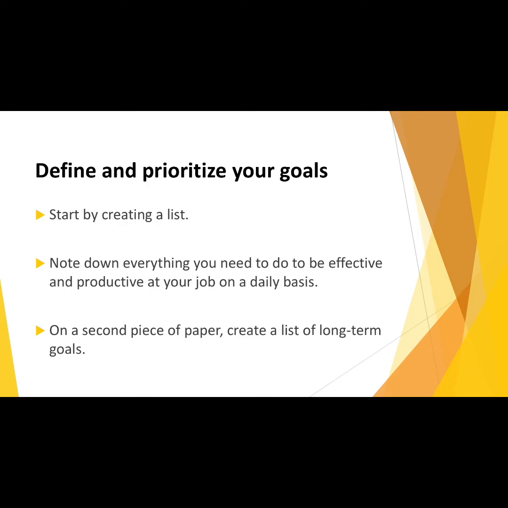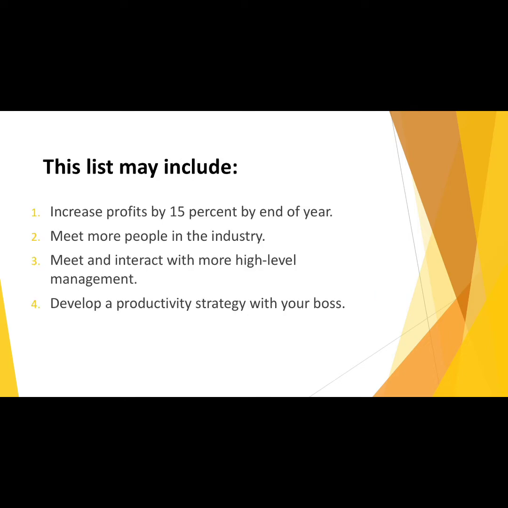On a second piece of paper, create a list of long-term goals. If your goal is to head your department within the next 3 to 4 years, what are the steps along the way? This list may include: increase profits by 15% by end of the year, meet more people in the industry, meet and interact with more high-level management, develop a productivity strategy with your boss.